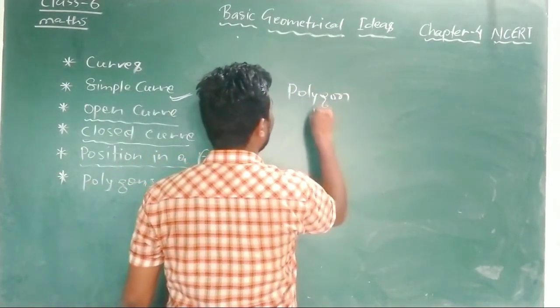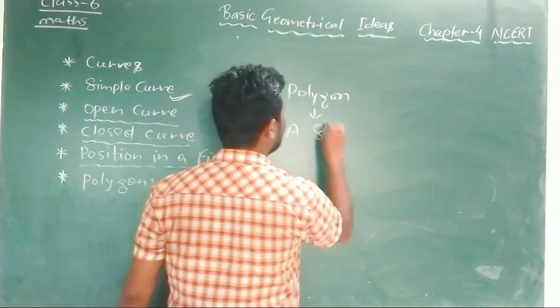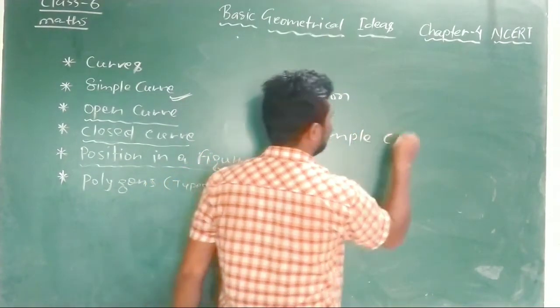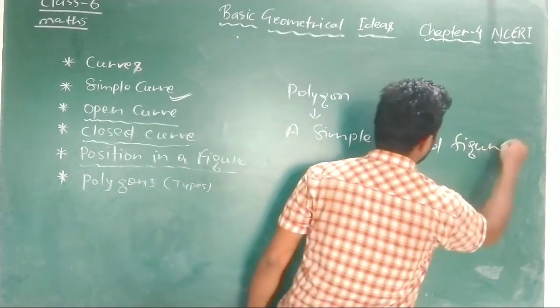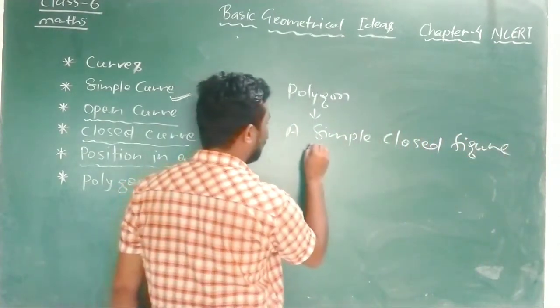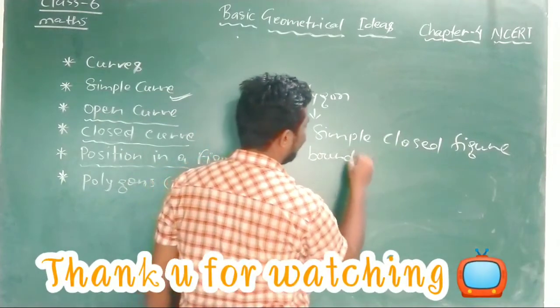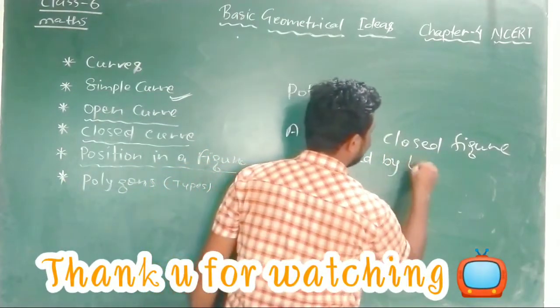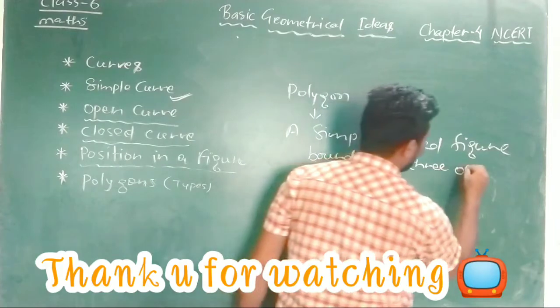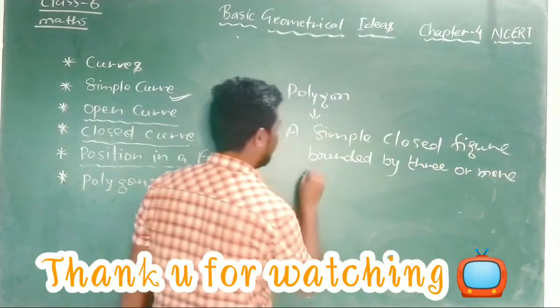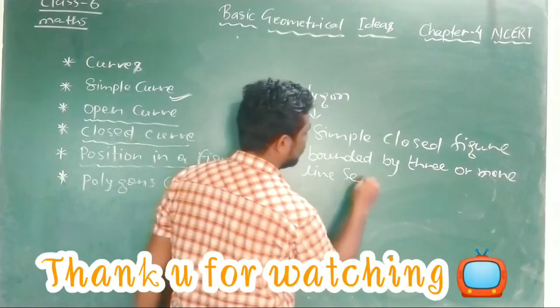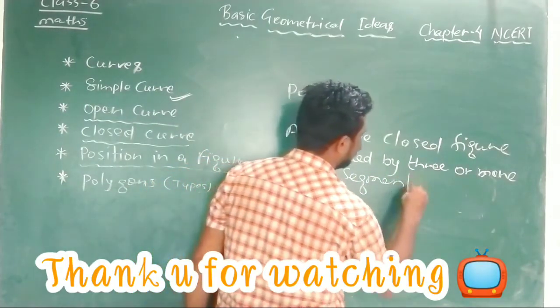A simple definition. Polygon means what? A simple closed figure bounded by 3 or more line segments. So you see what it is.